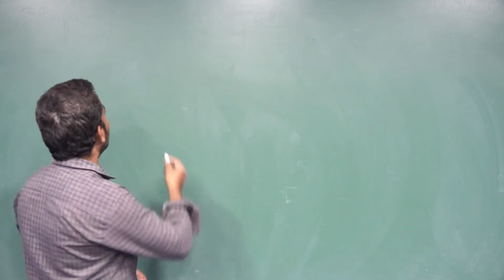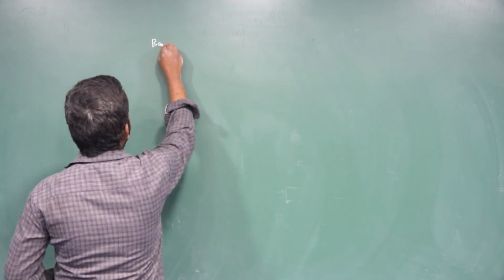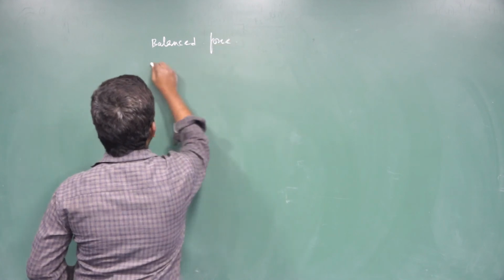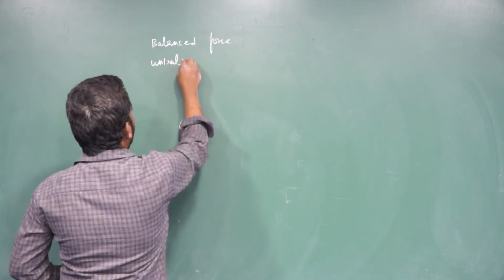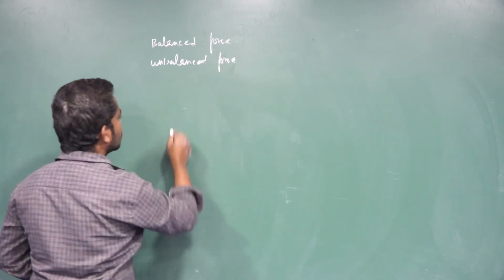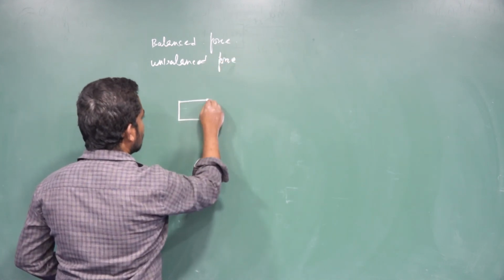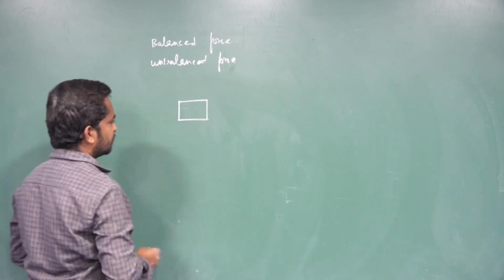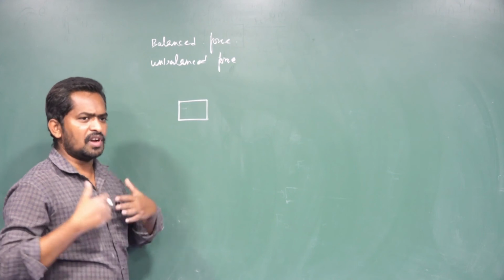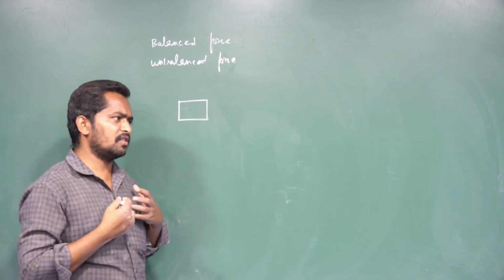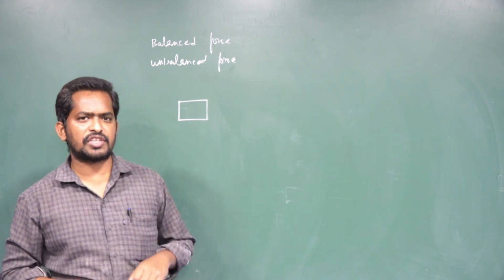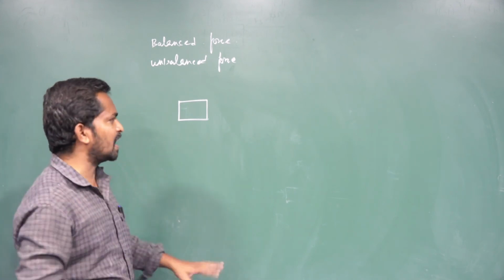Next is balanced force and unbalanced force. Very simple. Balanced force means two equal forces. For example, one or two forces, or one or more forces, act on the object but the object does not change its state of rest. It is called a balanced force.